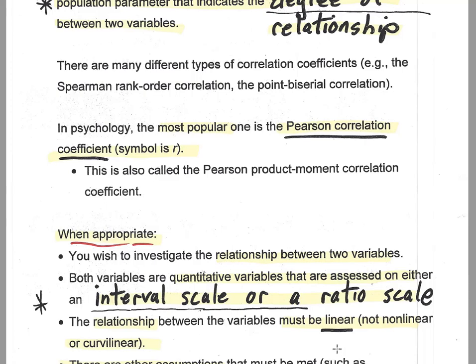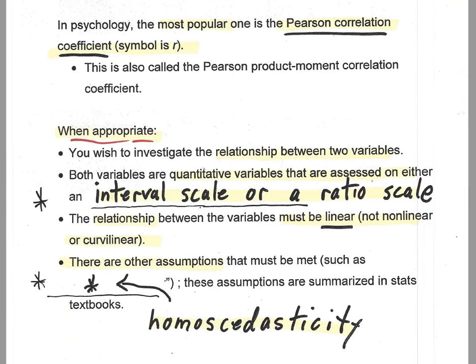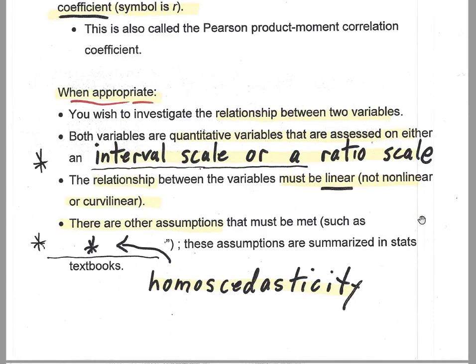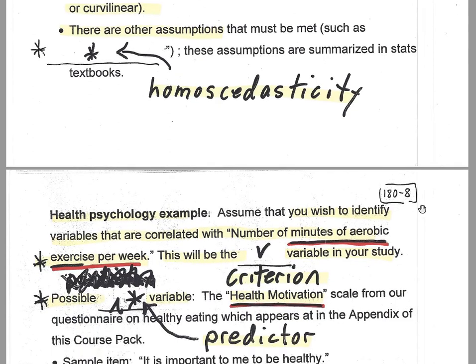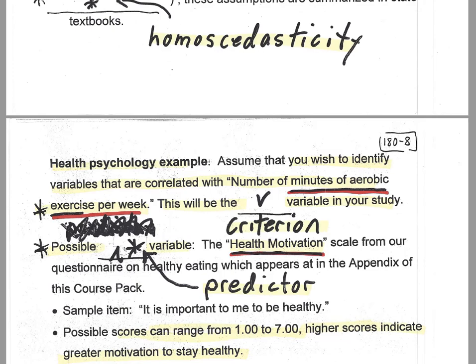A little later I'll show you some graphs that illustrate what I mean by linear versus nonlinear. There are some additional assumptions we need to worry about, things like homoscedasticity. A little bit later I'll define terms like homoscedasticity, and I'll show you some figures that illustrate what it looks like when you have it and what it looks like when you do not have it. Let's begin with a fictitious research investigation that will be the source of the Pearson correlation coefficients that I talk about in this module.